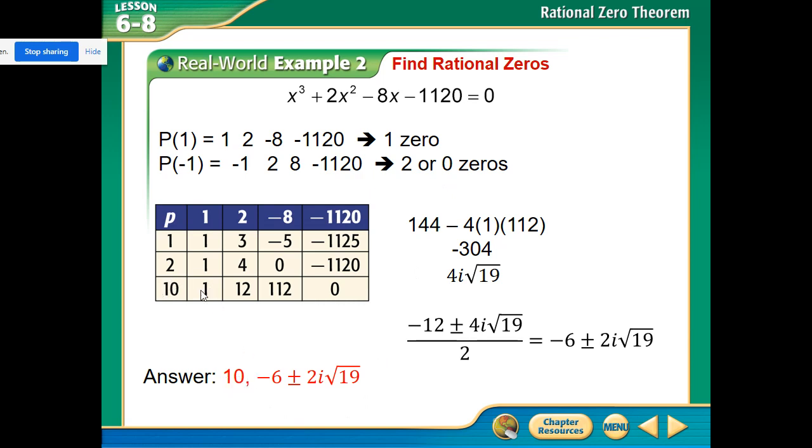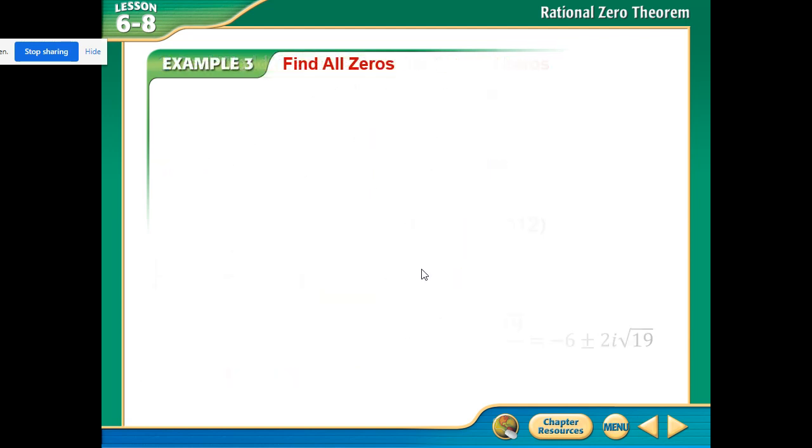Notice we didn't try 3 and things like that because it doesn't go in. We don't have to. So just try the numbers that will divide into this value here at the end, and that will help us focus in on what numbers to try.